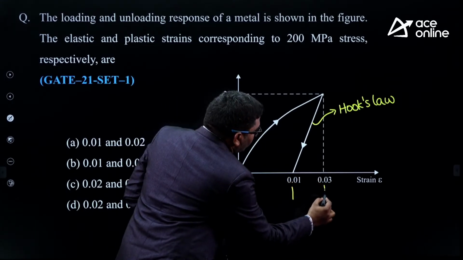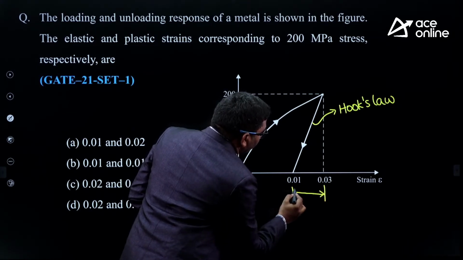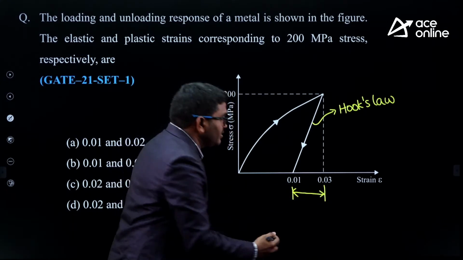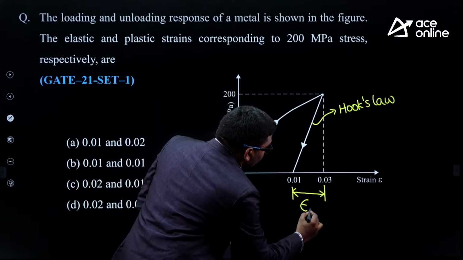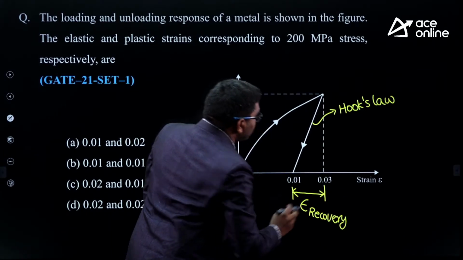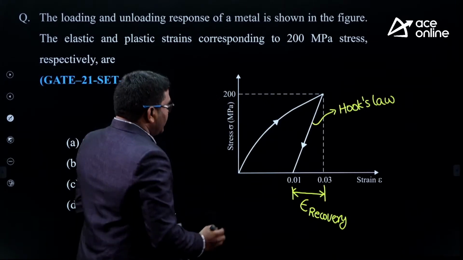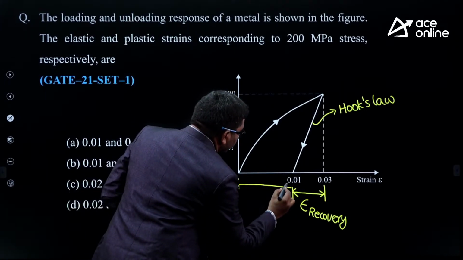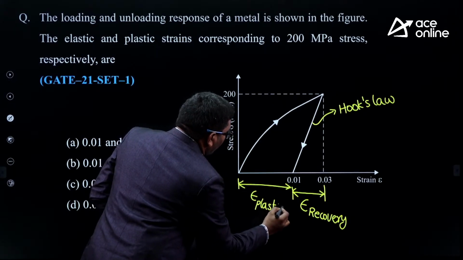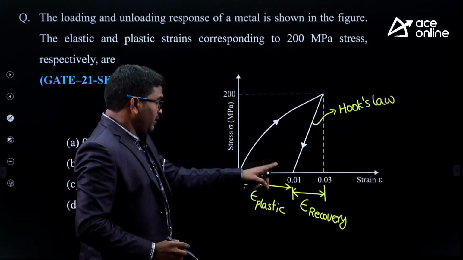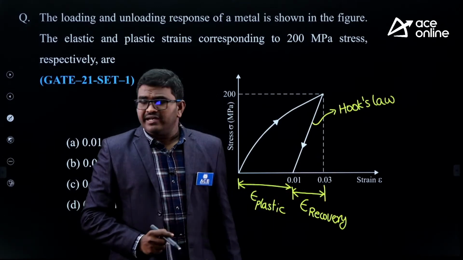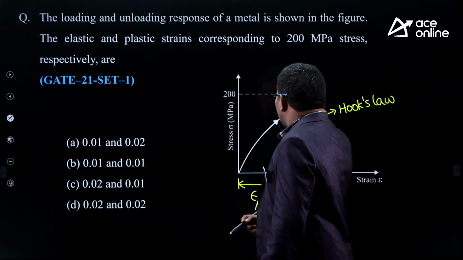So once after unloading, it is 0.01, right? So that means this much amount of strain is recovered, that is elastic recovery, or otherwise we can say it is elastic strain. And this one represents plastic strain. So how much plastic strain? 0 to 0.01. How much elastic strain? 0.02. Right? Now see here, options here.